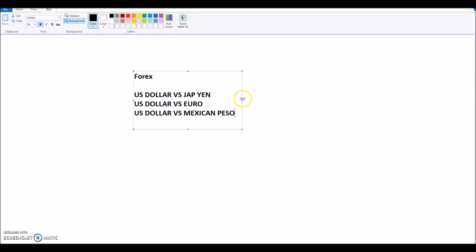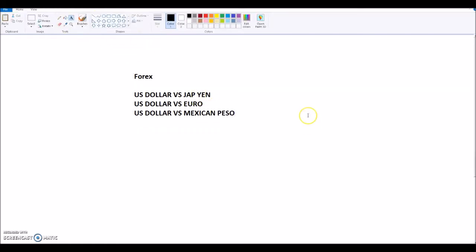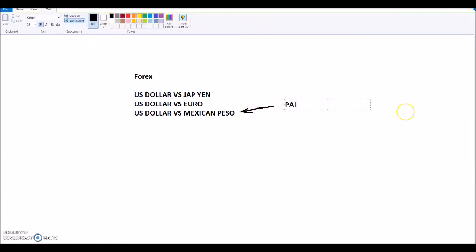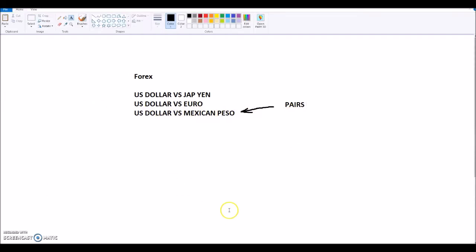There's a bunch of pairs. Each one of these is called a pair, because they're US dollar versus a Mexican peso. That's a pair. And I think you could trade them almost the same as stocks.